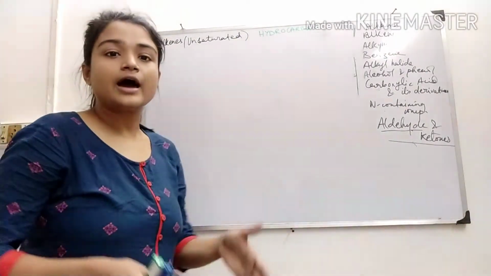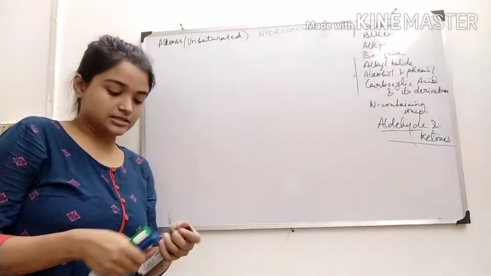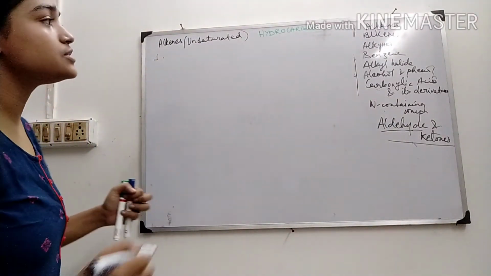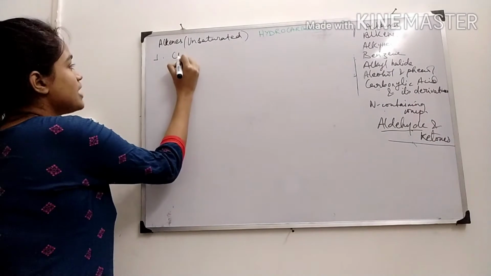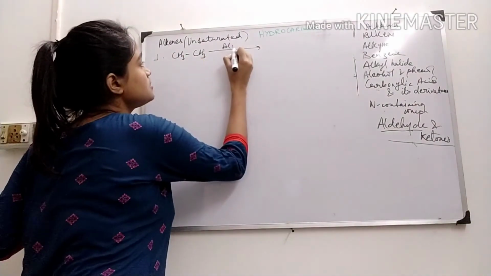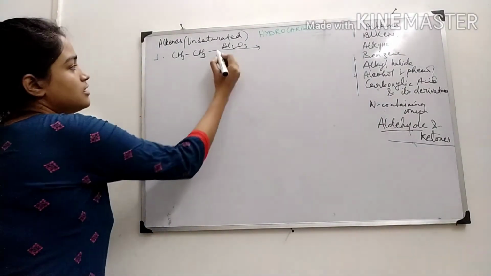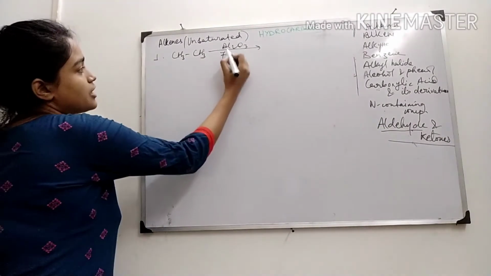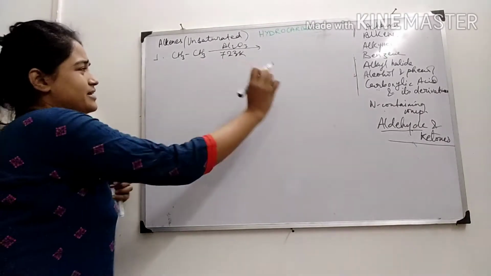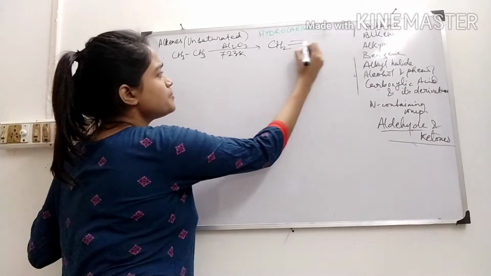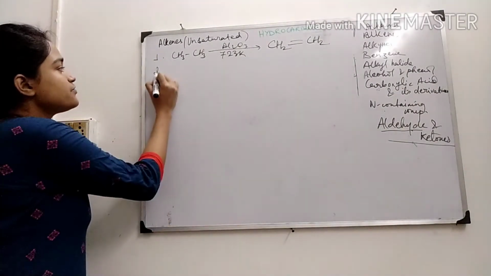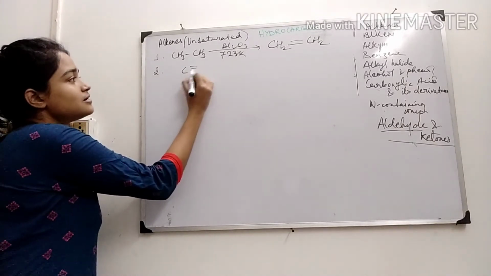Let's consider the preparation and properties of alkenes. So first is the preparation of alkenes from alkanes. We have seen that alkanes on pyrolysis in the presence of aluminium oxide at a temperature of around 723 Kelvin give rise to alkenes.